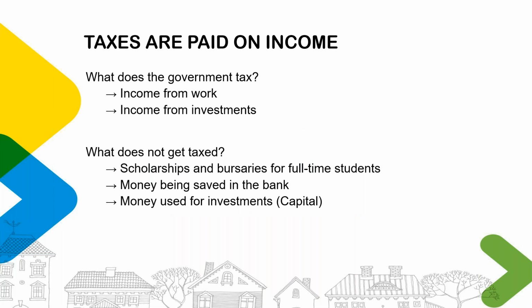Taxes are paid on income. What does the government tax? It taxes the income from work, the income from your investments. What usually does not get taxed is scholarships and bursaries for full-time students, money which is being saved in a bank, and money which is used for capital investments. The amount of taxes charged depends on how much you earn.